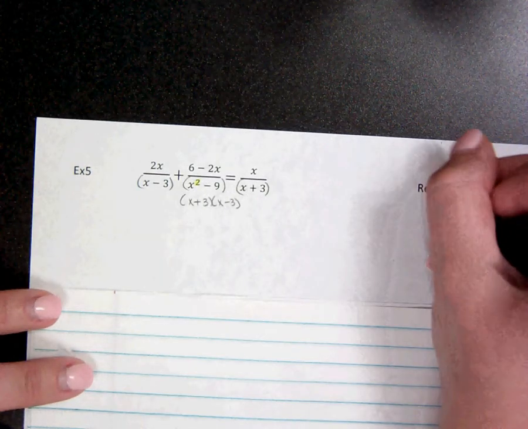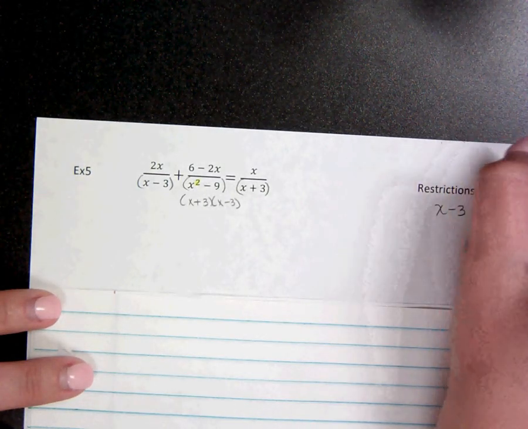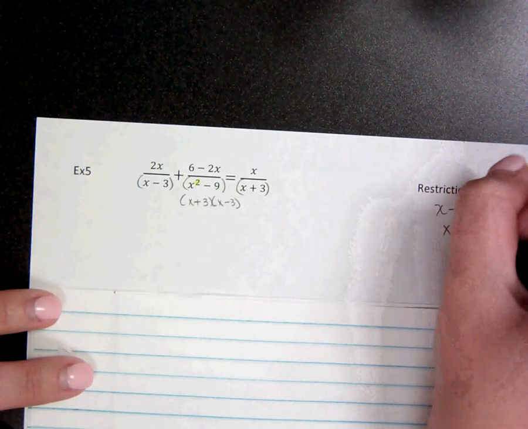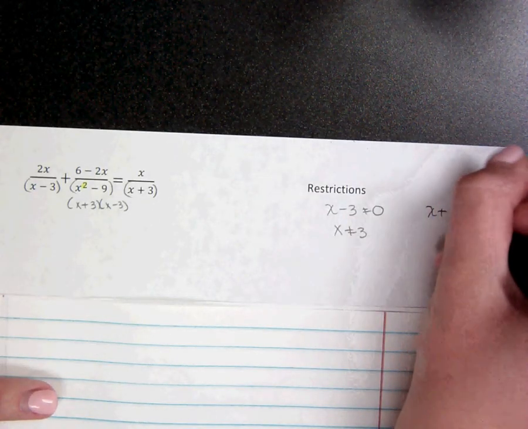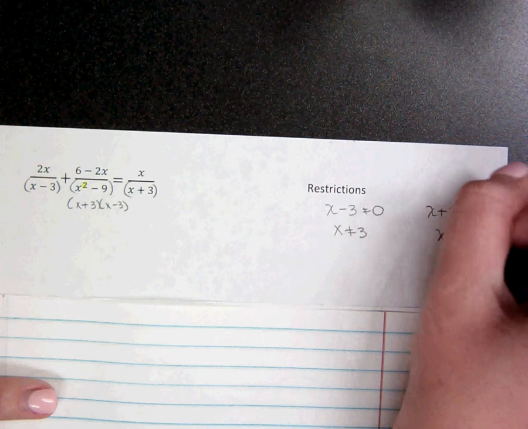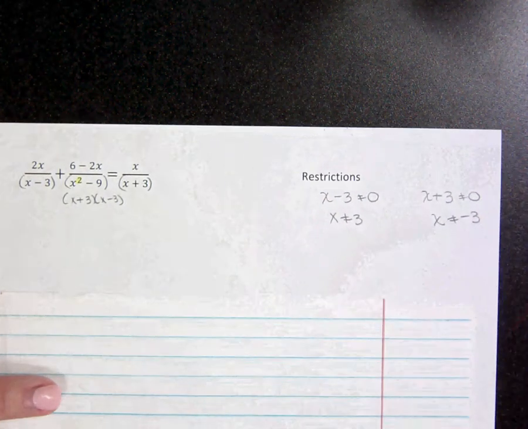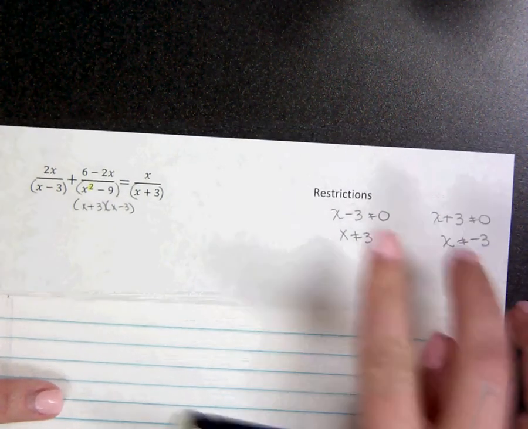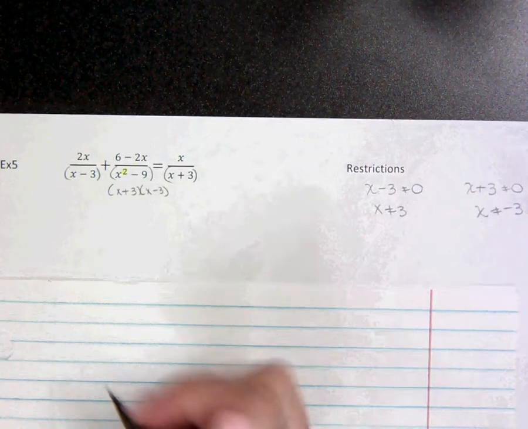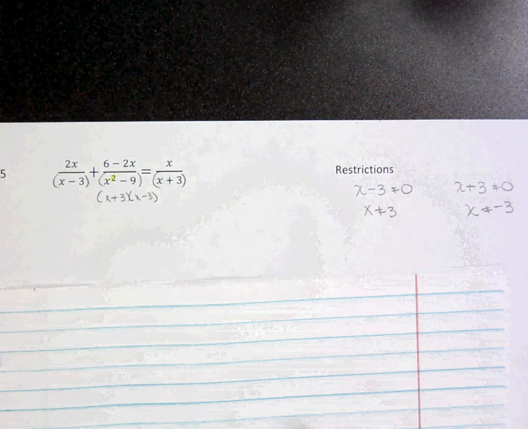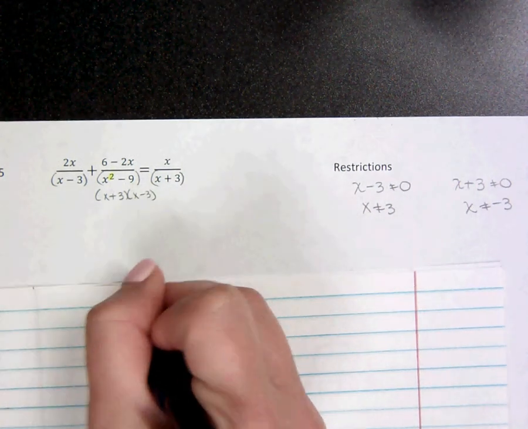So my restrictions: x minus 3 cannot equal 0, so x cannot equal positive 3. And the other restriction is x plus 3 cannot equal 0, so x cannot equal negative 3. So as we go along, and as long as we don't get those two answers, we are good to go. I'm going to rewrite it on a separate sheet of paper so I have more space.